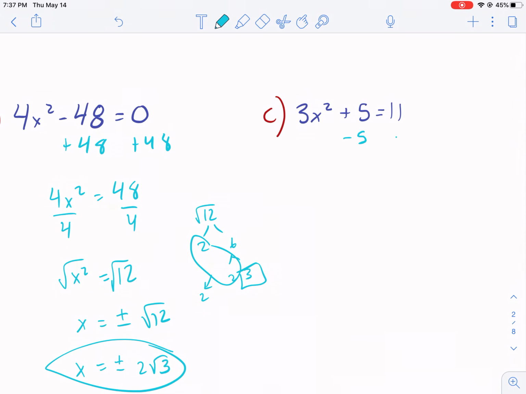Moving on to the third example. Again, we need to get the x by itself. I subtract 5 on both sides. I get 3x squared equals 6. I need to divide both sides by 3. I get x squared equals 2. I need to take the square root of that. And I get x equals plus or minus the square root of 2.